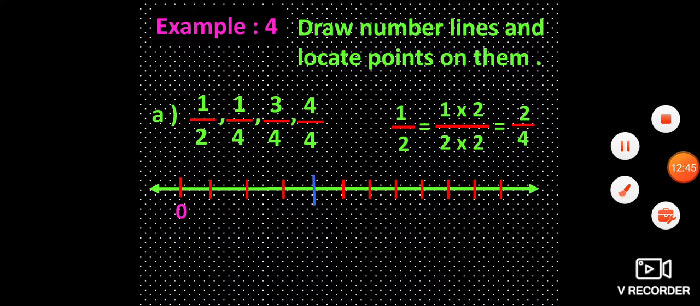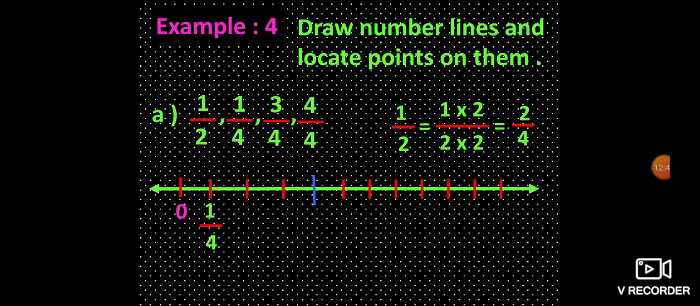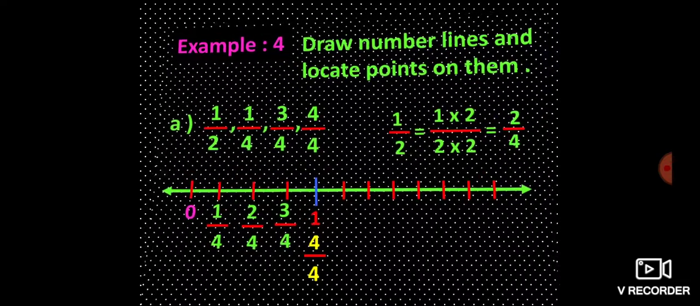Next we have to mark 1 by 4, 2 by 4. 2 by 4 is 1 by 2. Here 1 by 2 and 2 by 4 are the same. Then 3 by 4, 4 by 4. That is 1. 4 by 4 is 1. Okay. Next, B question.